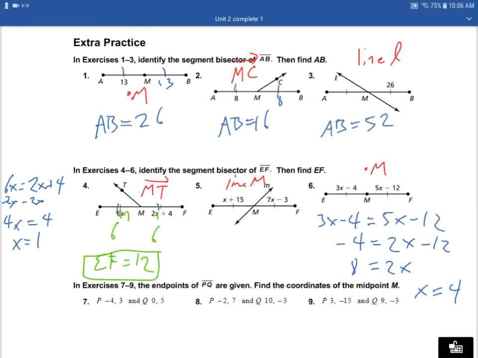When you plug this in, last thing, watch this. If your x is 4, you just plug your 4 into here. So 3 times 4 is 12, minus 4 is 8. If you trust your math here, if you want to be lazy, you trust your math. If that's 8, what's this one supposed to be? 8. It's also supposed to be 8. So if you wanted to check it, 5 times 4 is 20. 20 minus 12 is 8. It does work, but it's supposed to come out as 8. So for number 6, EF is equal to 16.